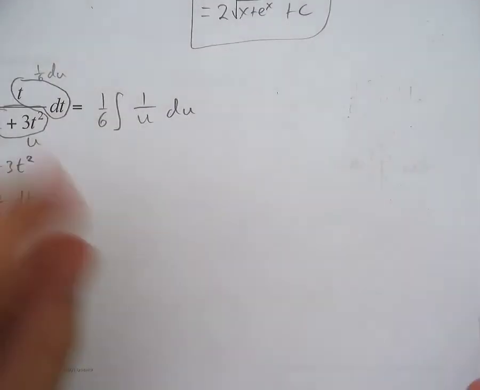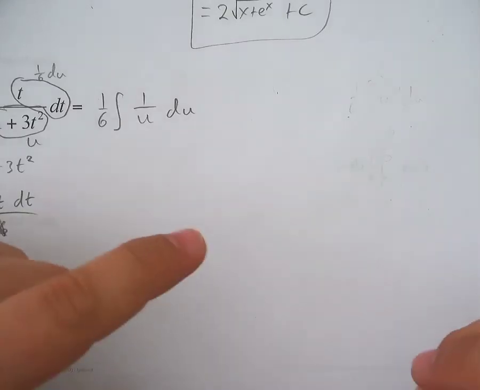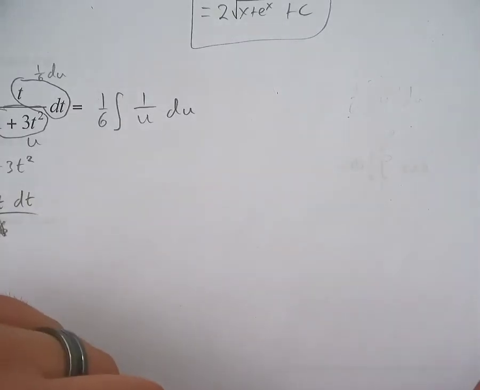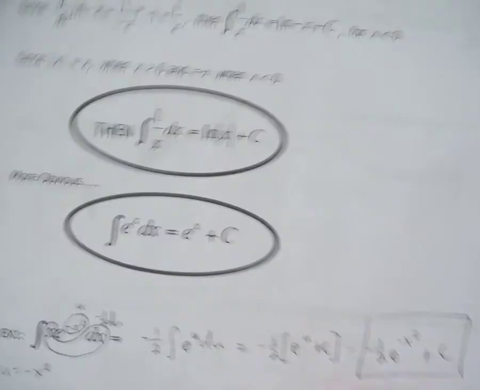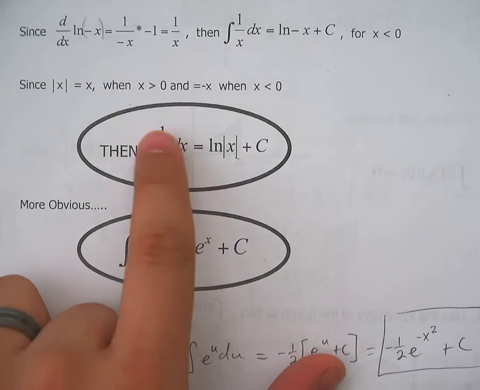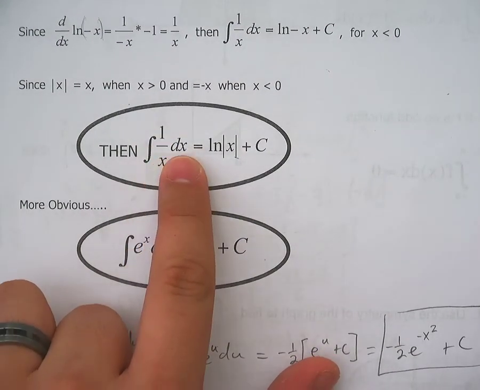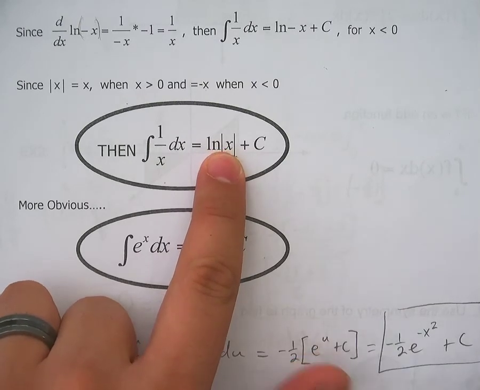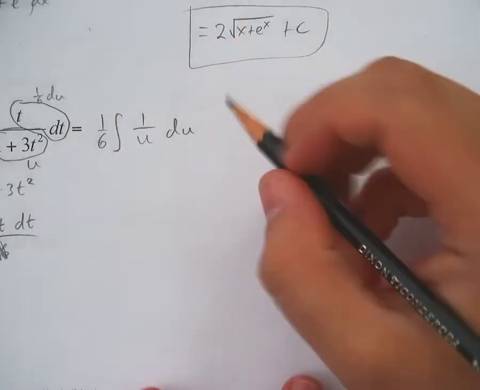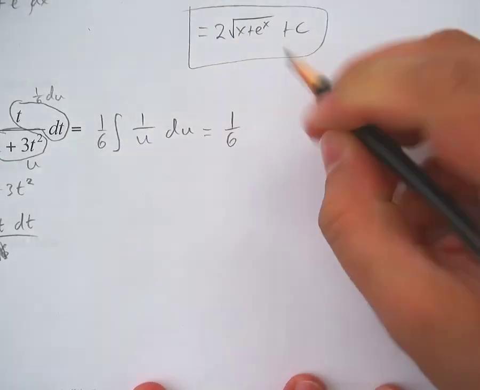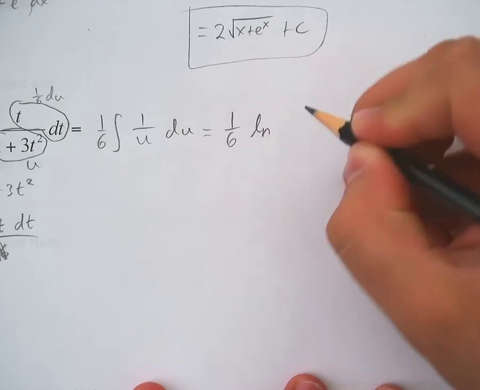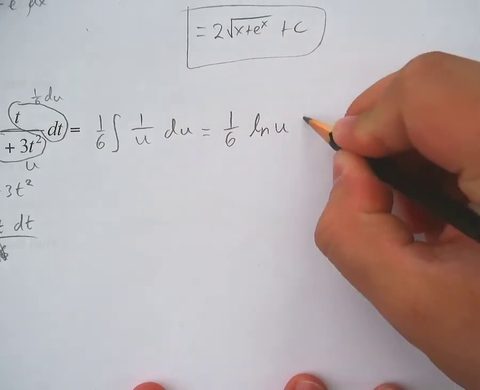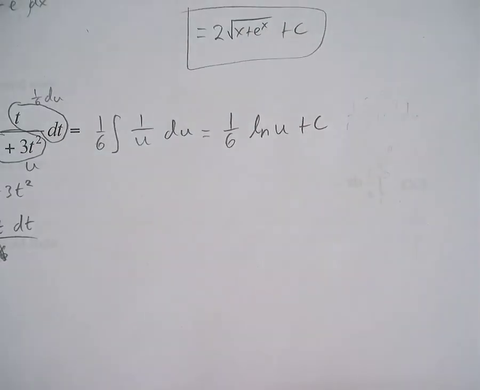Alright, so I've got 1 over 6, the integral of 1 over u du. Okay, so I'm going to go back to here. It's a little bit newer, so I haven't seen this. 1 over u du, 1 over x dx. Shouldn't that be the natural log of u plus c? So this is what this is going to leave me with then, 1/6 times the natural log of u plus c.